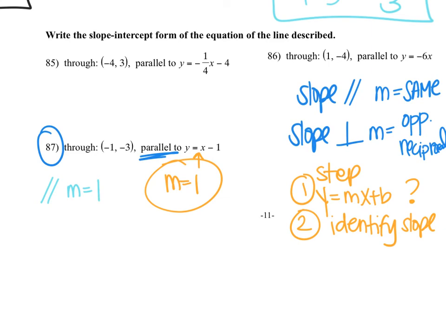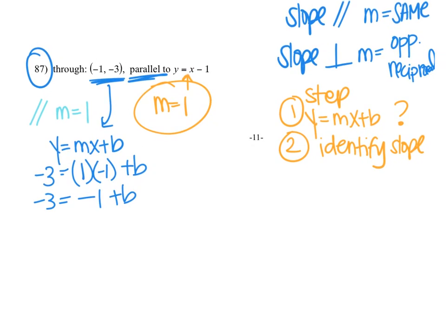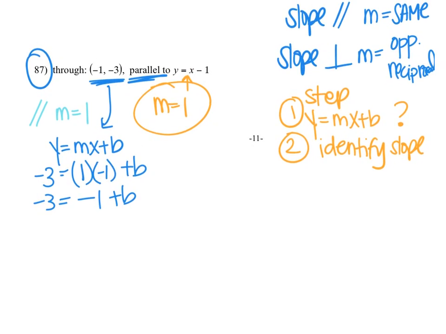So now I can do the same thing that I did in the last section, which is plug everything in. So y equals mx plus b. I'm going to plug in 1, and then I'm going to plug in these points. So my y is negative 3, and my x is negative 1, and I don't know what my b is. So this would be negative 1, that's negative 3, plus b. I'm going to zoom a little bit up. I'm going to add 1 to both sides, add 1 to both sides. So negative 2 equals b.